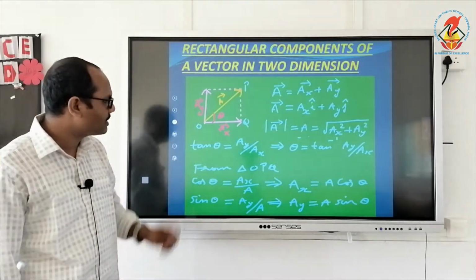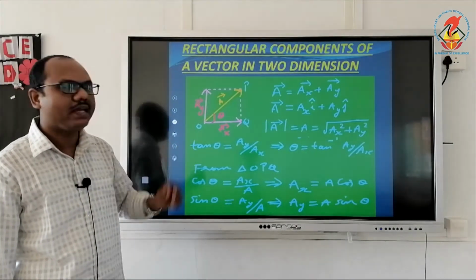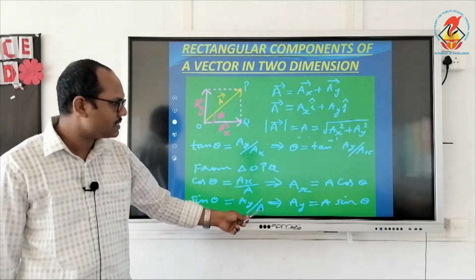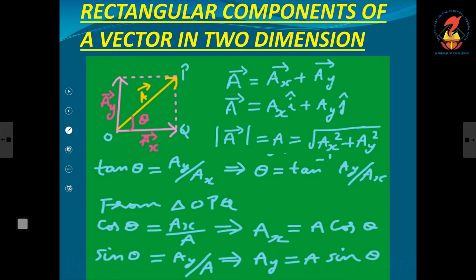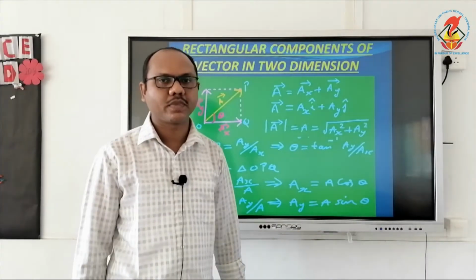Similarly, from the same triangle, what is Ay? Ay can be written as A into sin theta, because we took sin theta as opposite side by hypotenuse, that means Ay by A. So Ay is equal to A sin theta.